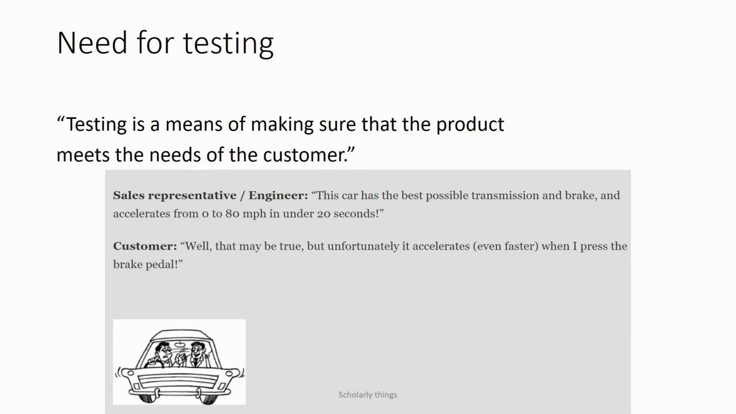In this example, you can see that particular car has all the best possible features, but end of the day, what is the use if it accelerates more when someone presses on the brake pedal? A product has to do what it has to do.